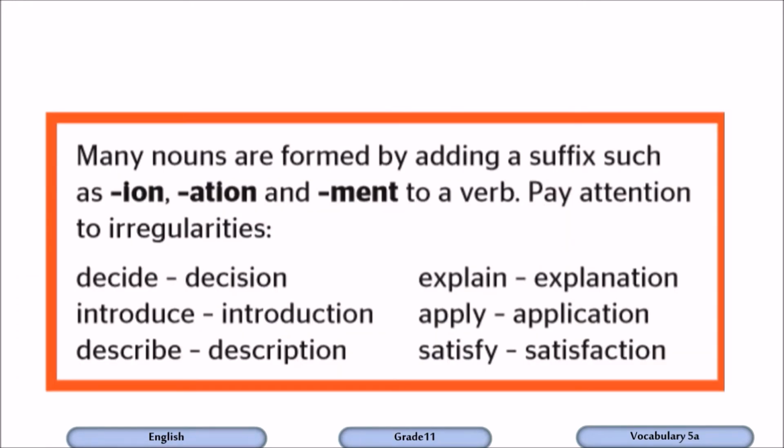So what is the rule? Many nouns are formed by adding a suffix such as ion, ation, and ment to a verb. So be careful, we should take a verb and add the following suffixes. But pay attention to irregularities. So in every rule, we have irregularities. Example, decide becomes decision, introduce, introduction, describe, description, explain, explanation, apply, application, satisfy, satisfaction.